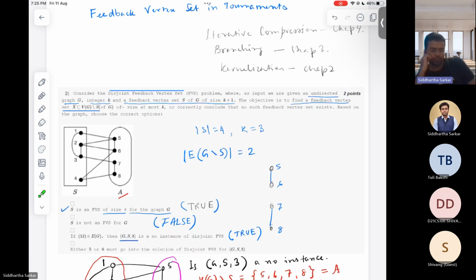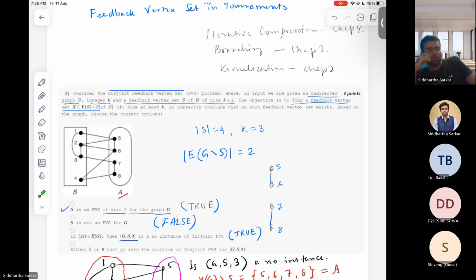So your objective is to get rid of all the cycles. You want to destroy all the cycles. And for a contradiction, if you do not delete 5 and 6, then are you forced to see a cycle in the graph? So for the sake of contradiction, suppose that there exists a disjoint feedback vertex set which does not contain 5 and 6.